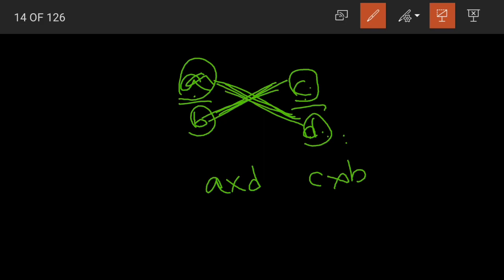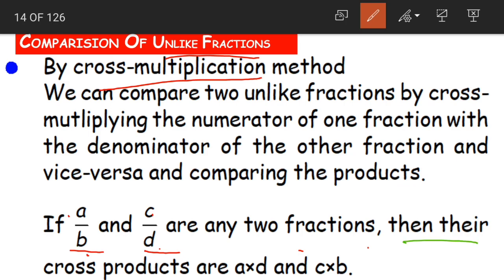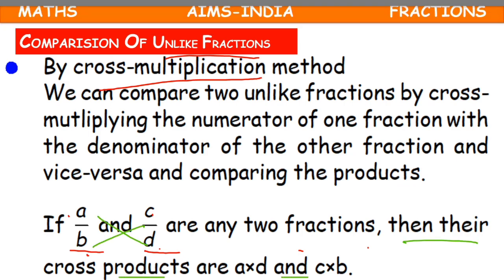Cross multiplication. See, whenever you have two fractions, a by b and c by d, to compare, just cross multiply them. a into d and then b into c. We will get the products like this. The cross products are what? a into d and c into b.